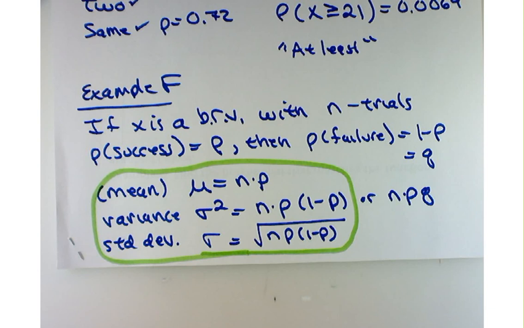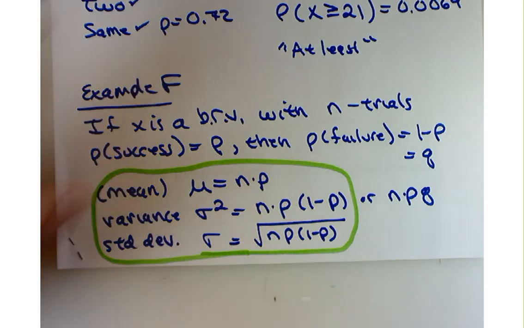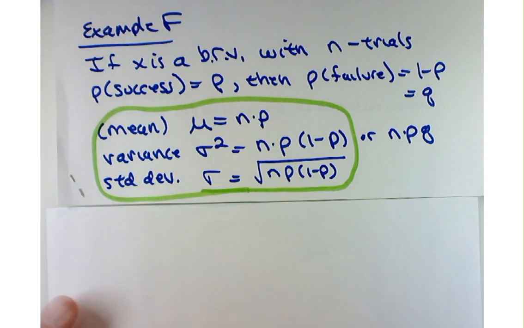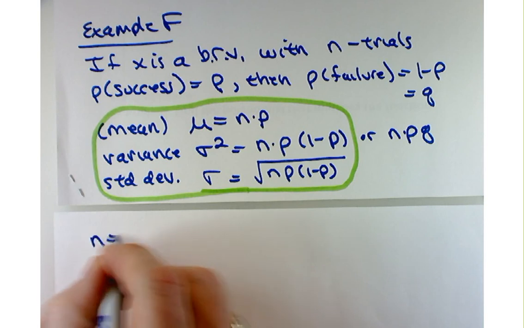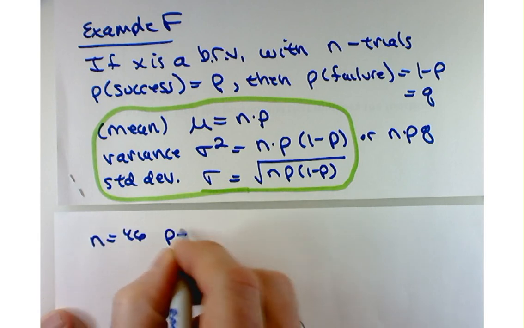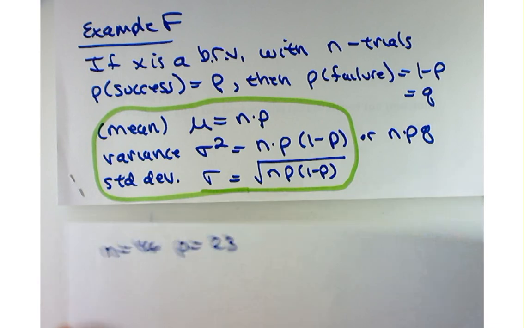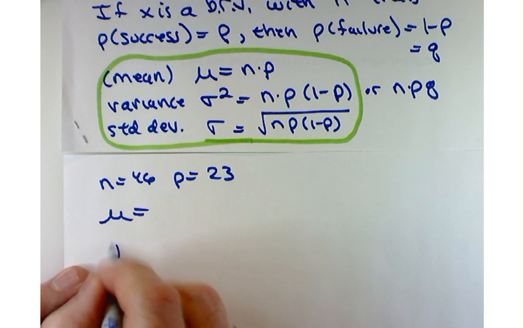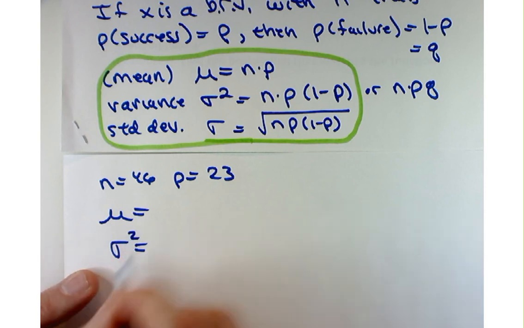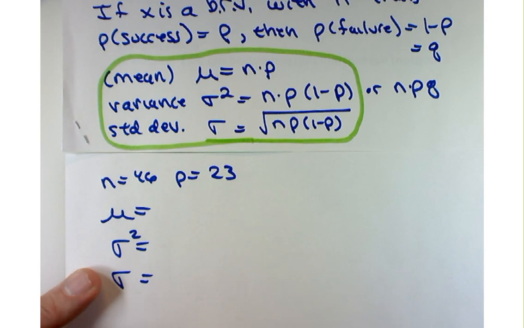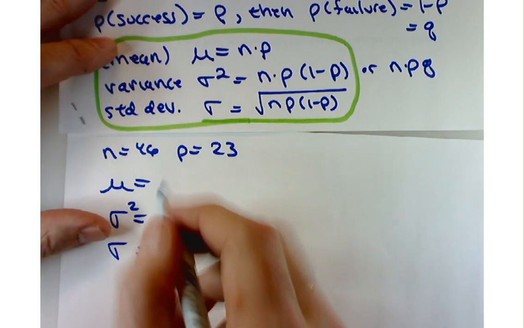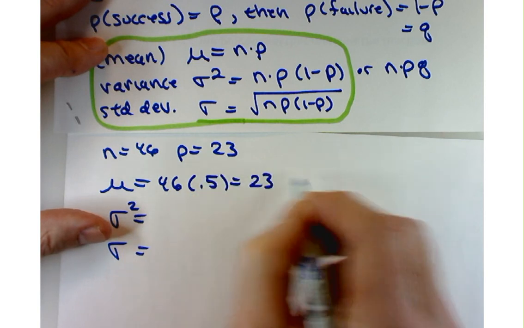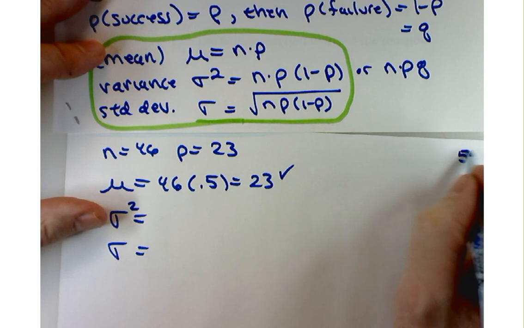So how does that apply in this particular case? Well, good question. Let's just double check things here. So n for us was 46, p was equal to 0.5. Let's use these to find the mean and the standard deviation. Well, I'll find the variance and then I'll find the standard deviation. So the mean is going to be 46 times 0.5, which is 23. We've already seen that that one works.